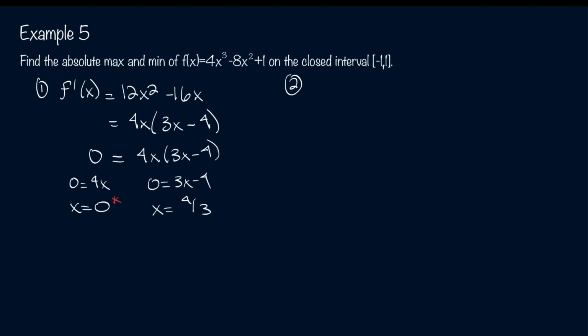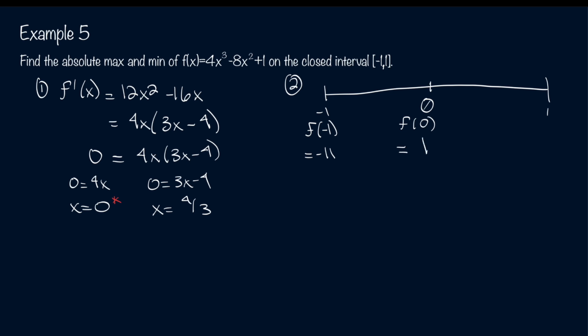So let's go ahead and make our number line. We have negative 1 and 1, and then we have 0. Go ahead and plug those points back into our original equation. So f of negative 1 is going to be equal to negative 11. f of 0 is going to be equal to 1. And then f of 1 is going to be equal to negative 3.